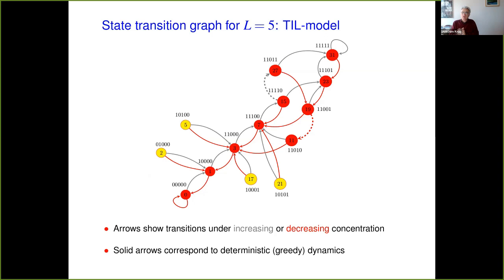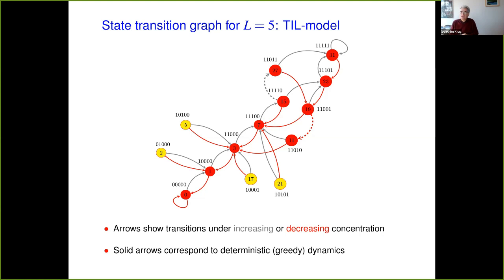Okay, and to visualize this dynamics, one can now draw a so-called state transition graph. Here, all these nodes in this graph are stable states. This is L equal to 5, so there are 32 sequences altogether. This shows a subset of the sequences that are stable at some concentration. And these arrows show where you go from a certain sequence when you increase the concentration, in gray, or decrease the concentration, in red. So each node here has arrows going out and in, and you see that there are two kinds of arrows. There are solid arrows, and these correspond to a dynamics that is greedy. So once you have these secondary mutations, you have to decide a little bit more about the dynamics.